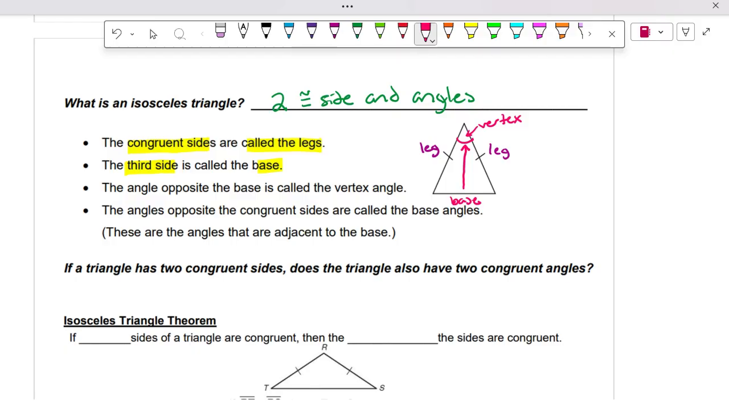Now, the angles opposite the congruent sides are known as the base angles. They're called the base angles because the base side is one of the sides that makes up those angles. So these two angles, which I'm going to mark, are known as the base angles. And again, the reason is they're adjacent to the base. One of the sides that make up those two angles is the base.